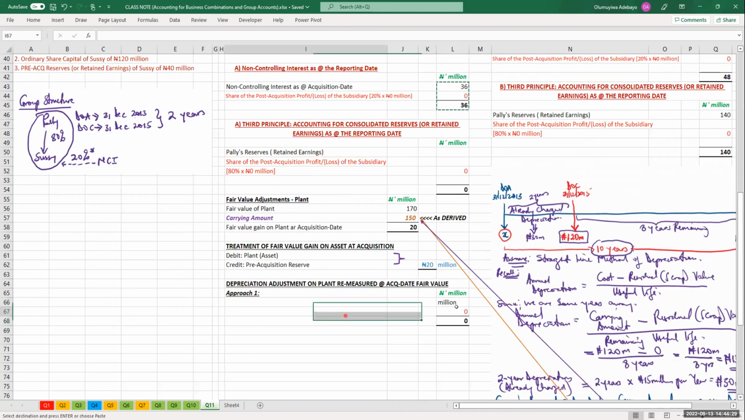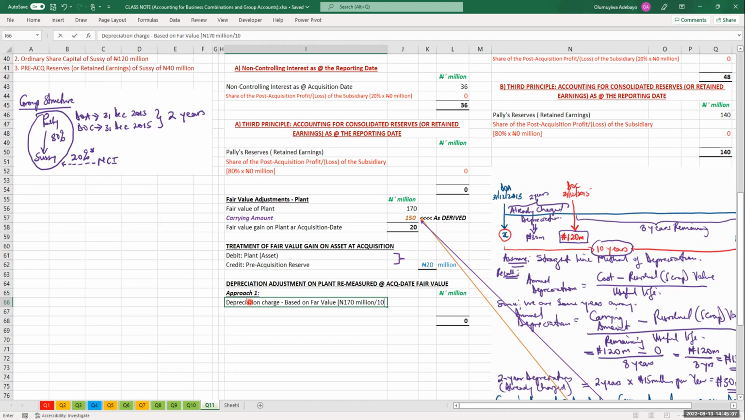I'm going to compare two things. I'm going to compare depreciation based on fair value. And that will be, remember, the fair value was 170 million. And there are 10 years to go, which means divided by 10.